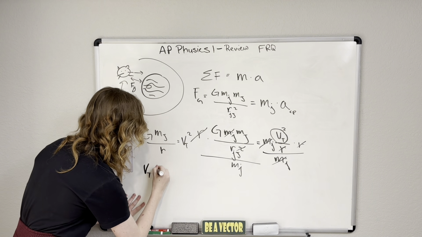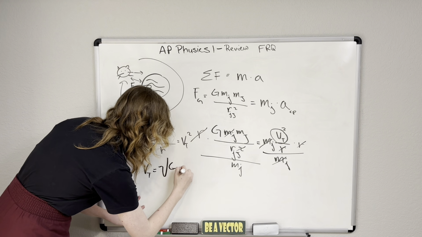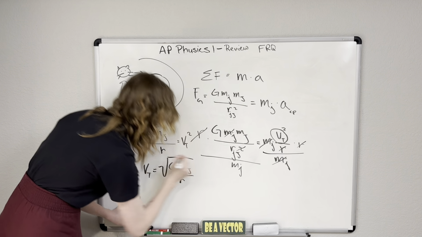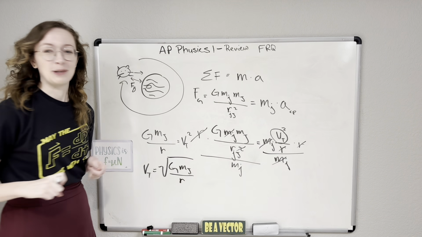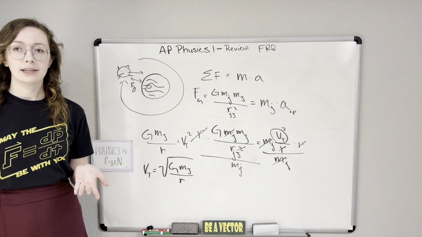So Juniper's tangential velocity is just equal to the square root of g times the mass of Jupiter divided by r. I really wanted to give myself a tongue twister with this problem. So there we go, that's how we would calculate tangential velocity.